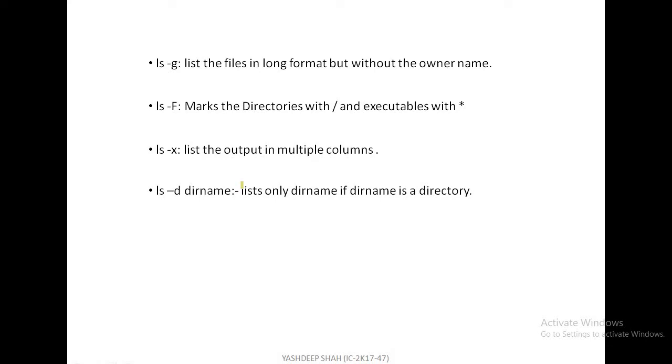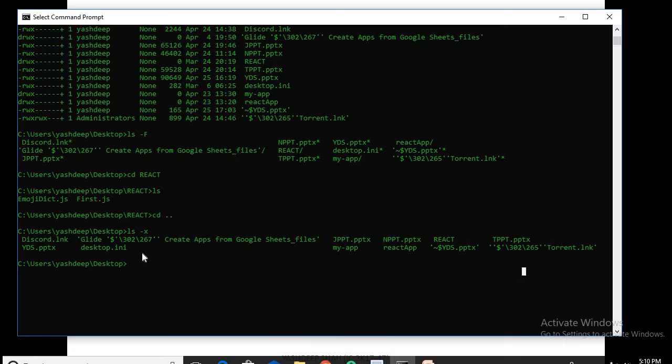And the last option, ls space dash d space dir name, it will list the dir name only if it is present in the directory. Like we'll see here that we have one directory, my app. Let us search for it. It is showing in output my app because the my app is present in the desktop directory.